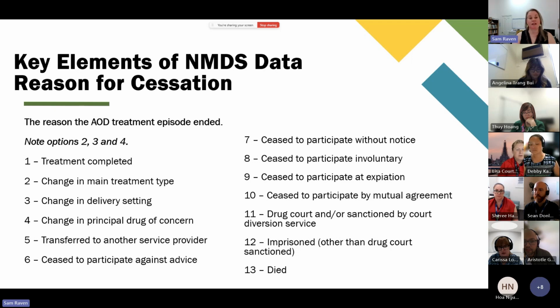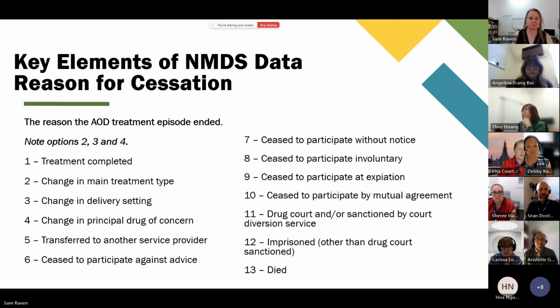treatment episode. They've also changed their delivery setting. They were in a residential facility. They're now receiving counselling at an office or a non-residential facility. So the delivery setting has changed. The principal drug of concern probably hasn't changed. But the change in those other two elements means that there has to be a close of a treatment episode and the beginning of a new one, even though at the front end, as far as the client's concerned, they just continue on as a client of your service. But for the purposes of NMDS collection, there's a close in the treatment episode. Does that make sense? No questions about that?